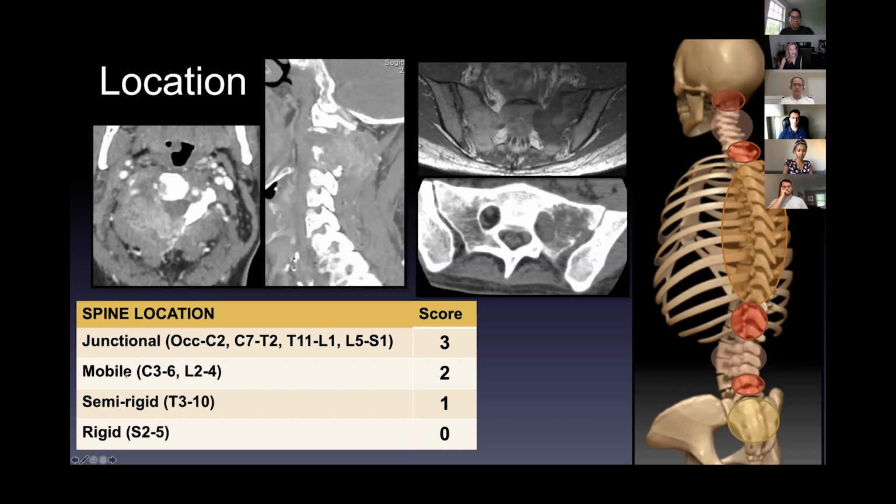Now, in the middle here, you've got the mobile spine, you've got cervical and lumbar. So that's the second highest number of points. Thoracic is less points because you've got the ribs and the sternum stabilizing the spine.